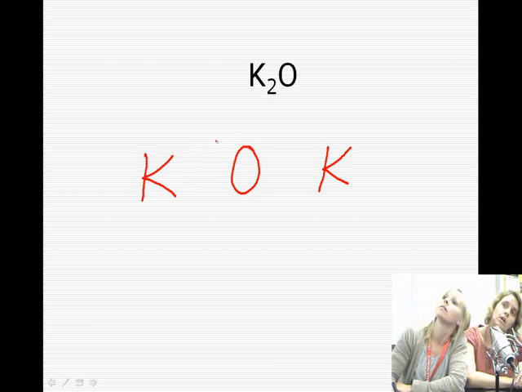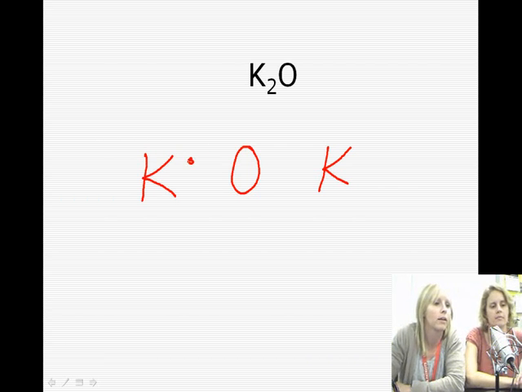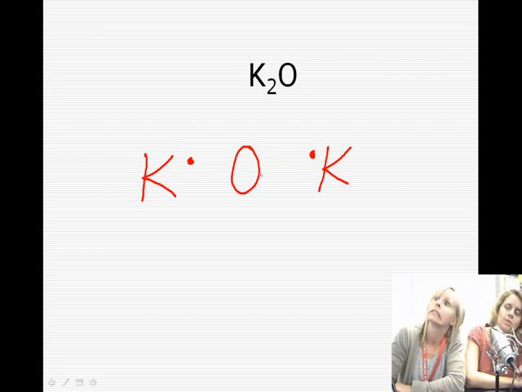Potassium, looking at our periodic table, is in group number 1. We'll put 1 electron here, and 1 right here, just so it makes it easier to transfer. Oxygen is over there. It's in group number 16.